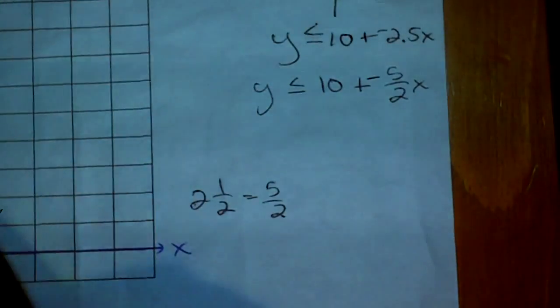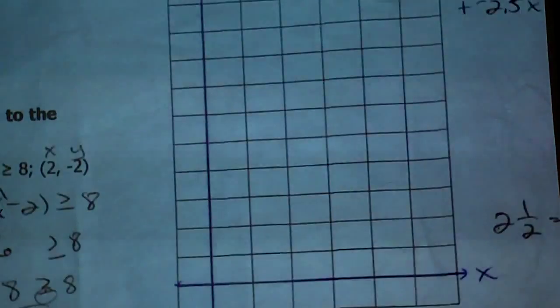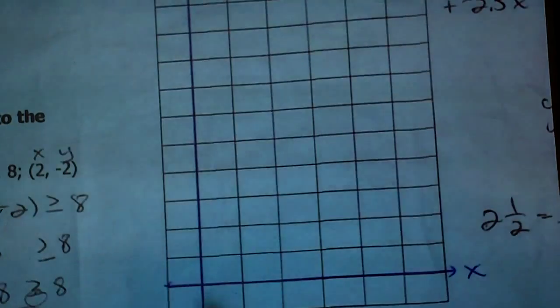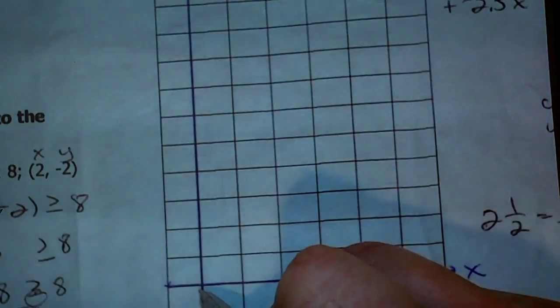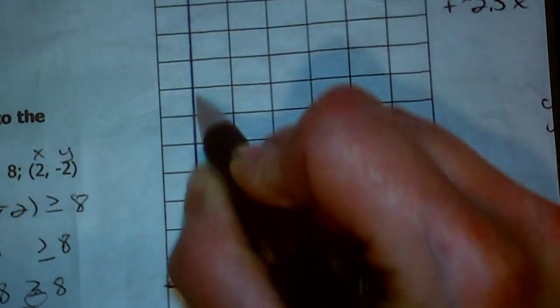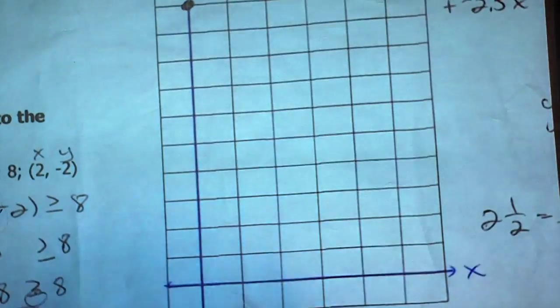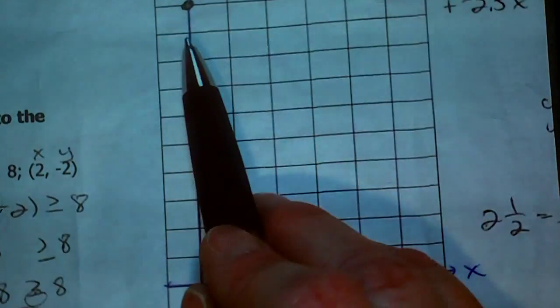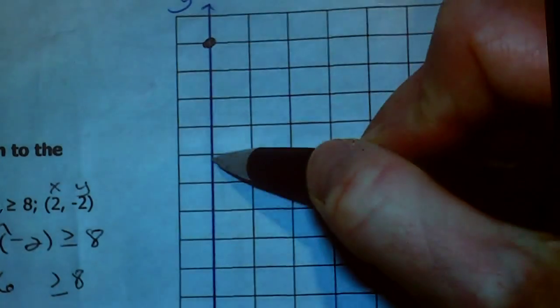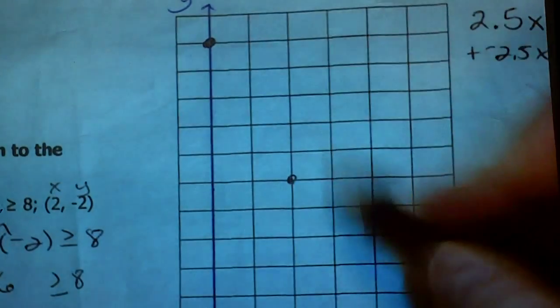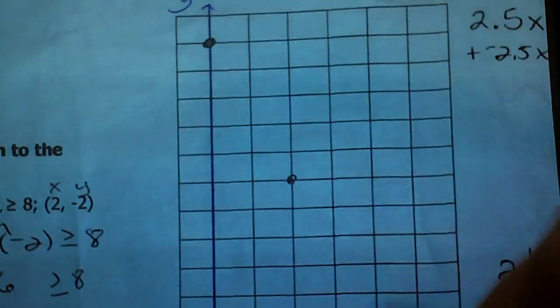I need to make sure that I have enough room on here for my number skills. So let's see, y is less than or equal to 10 plus negative 5 halves x. My starting point here would be 10, and do I have enough lines to count by 1? 1, 2, 3, 4, 5, 6, 7, 8, 9, 10. Yeah, yes I do. All right, so there's my starting point. My slope is negative 5 over 2. So that means from here I want to go down 5, 1, 2, 3, 4, 5, and right 2.